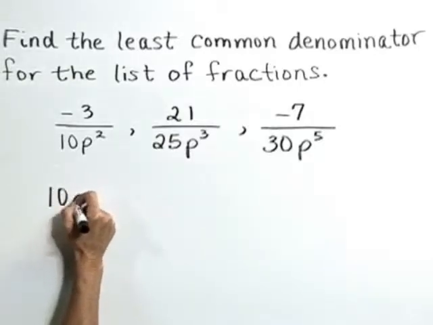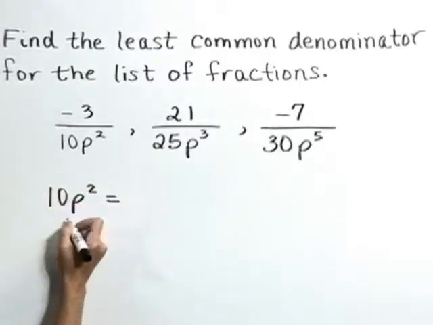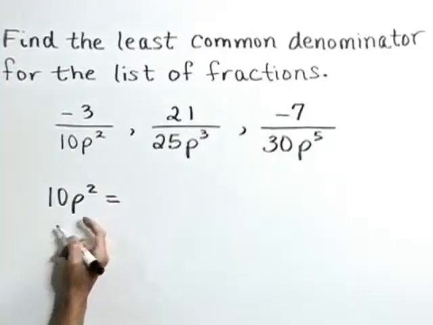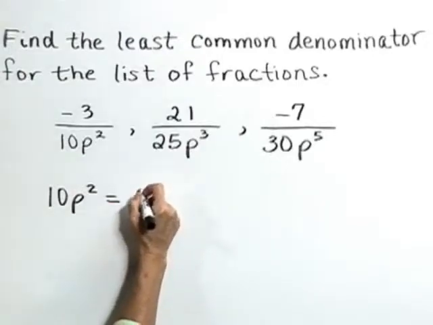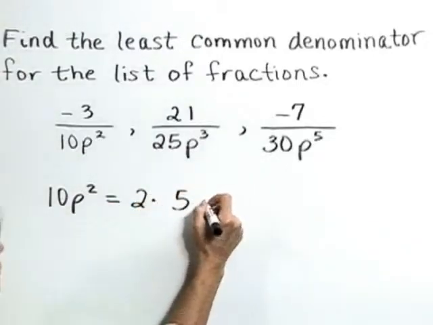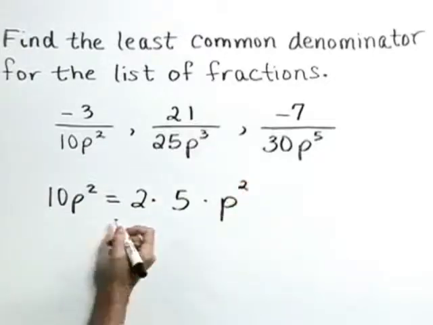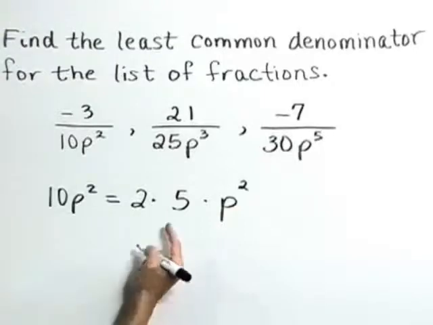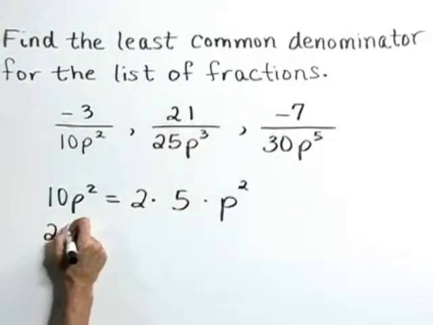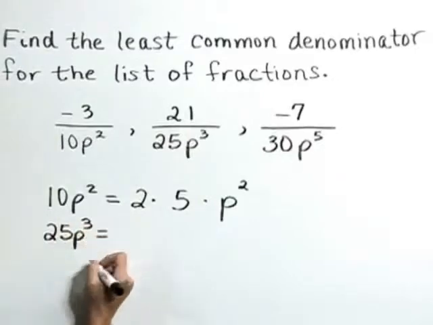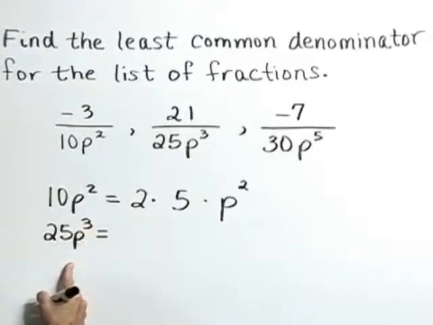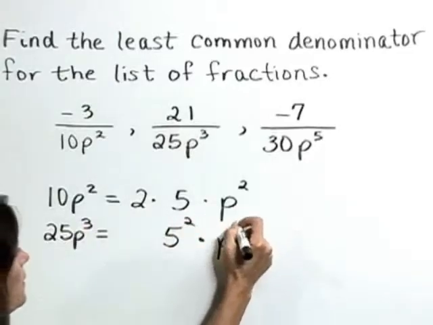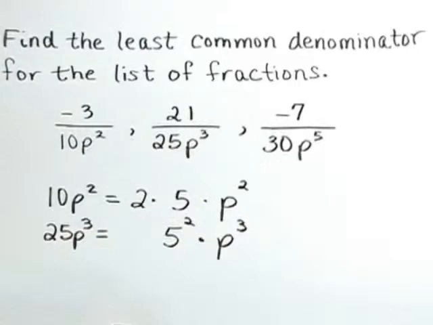Starting with 10p squared, I want to write this in a prime factored form, reducing this product down to its primes. 10 can be factored into the primes 2 times 5. And then we're going to just attach that p squared to that as well. Looking at our next denominator, 25p to the third. 25 written in prime factored form is 5 times 5, or 5 squared. Let's attach that p to the third as well.